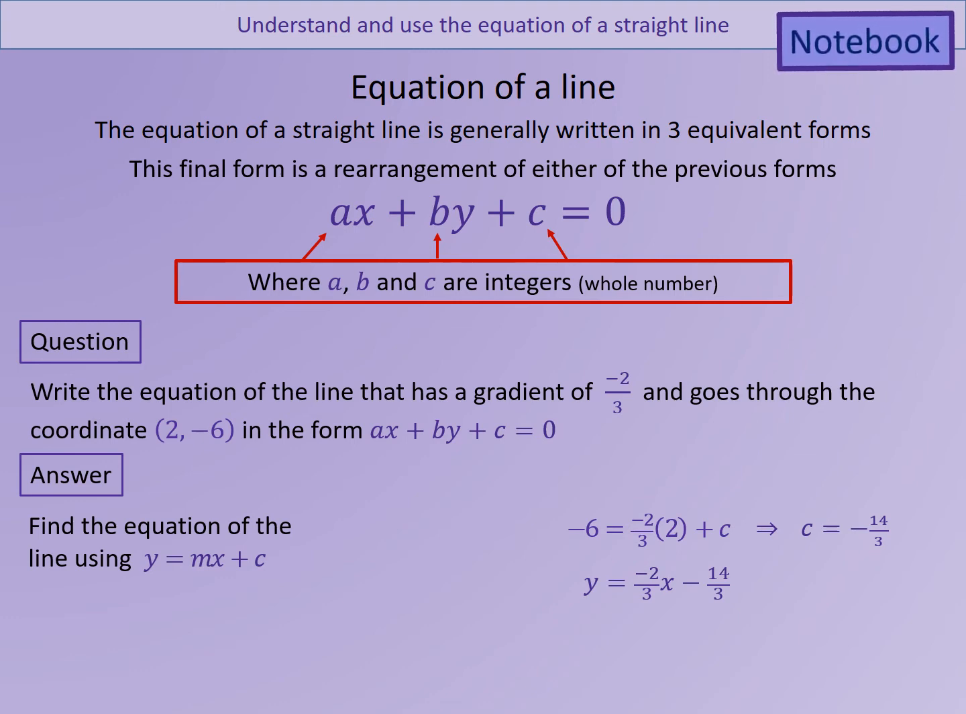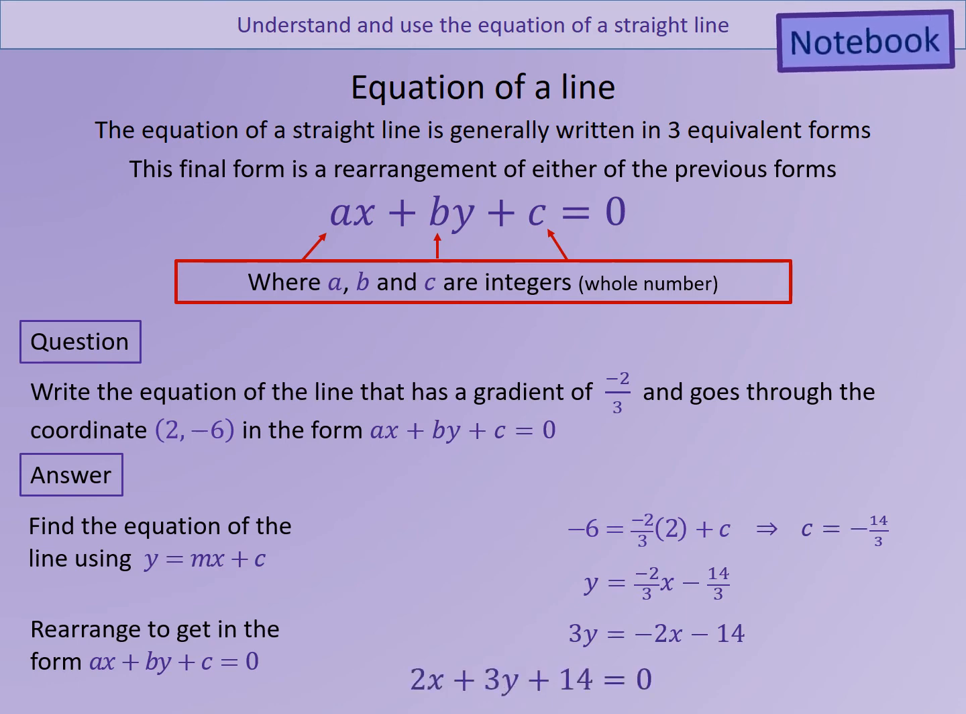It's now my job to rearrange, to manipulate the algebra so that it's in the form that I need. So the first thing I'm going to do is multiply everything by 3. And don't forget, if I am going to multiply by 3, every single term has to get multiplied by 3. So by doing this, I'm getting rid of the fractional element, leaving me with integer coefficients. And then last of all, I need to bring everything over to the left-hand side to give me my final answer of 2x plus 3y plus 14 equals 0. And I've written those terms in the same order as they wanted me to write it in the question.